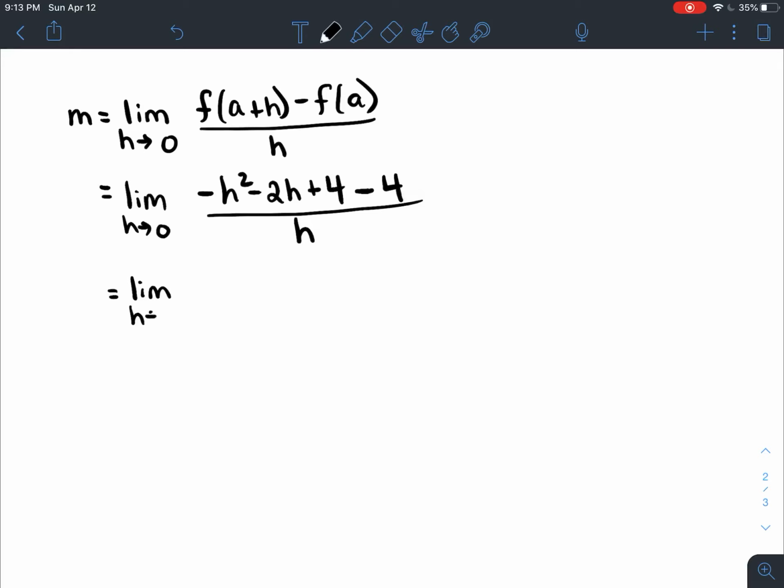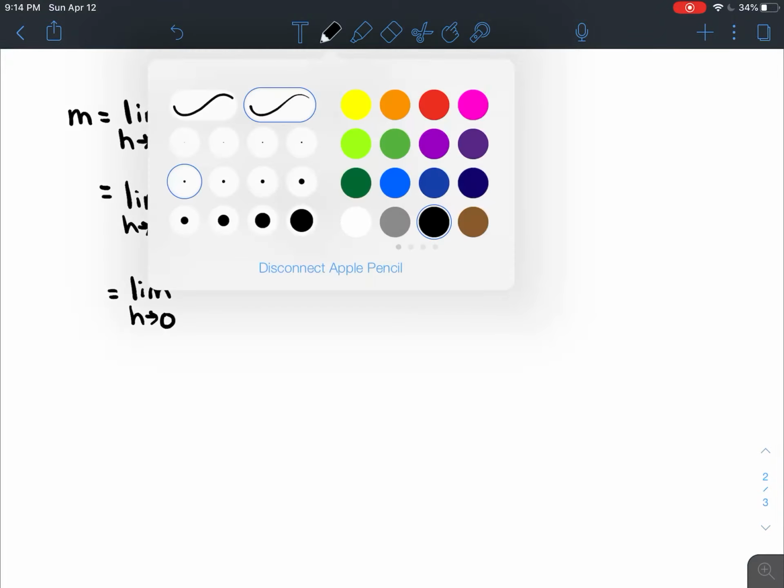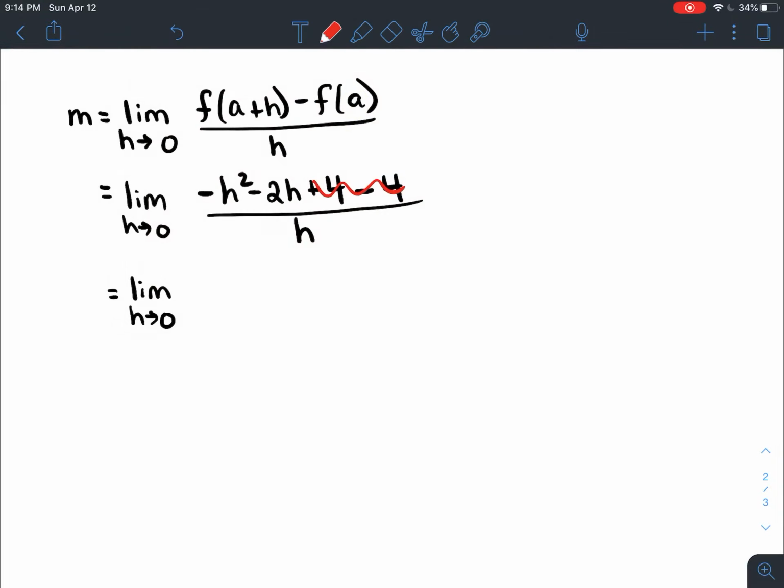Okay, so I got the limit as h approaches 0. So the problem is if I just shoved a 0 in for h, I would have a 0 in my denominator, which is not good. So we don't want to do that. So we want to simplify our equation as much as possible. So I noticed the plus 4 minus 4 is going to go away. So then I'm left with just negative h squared minus 2h divided by h.